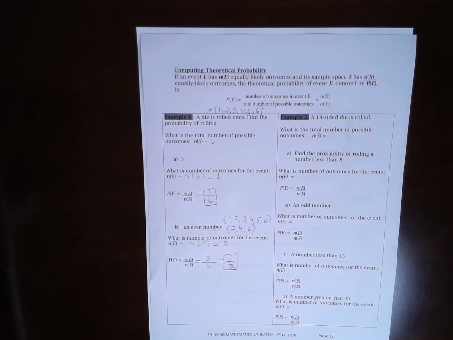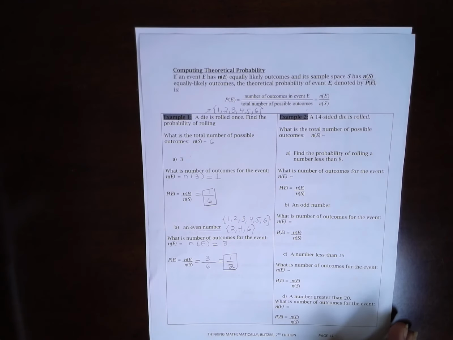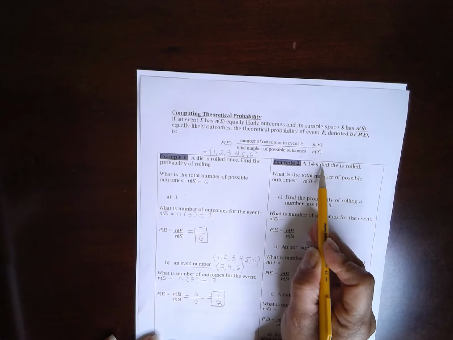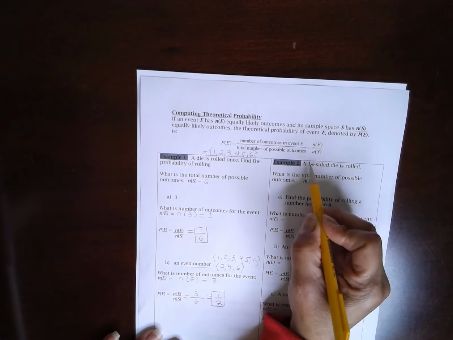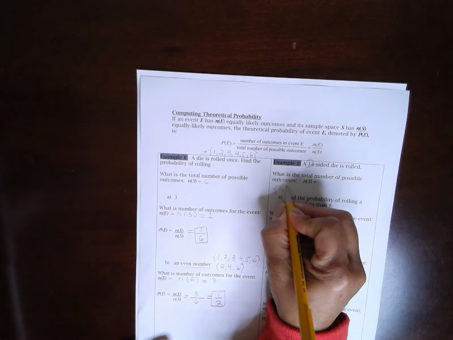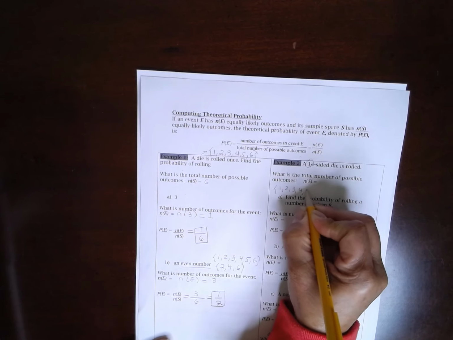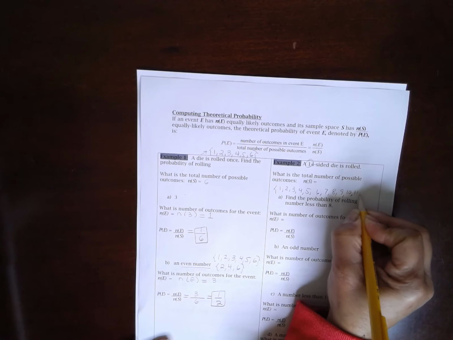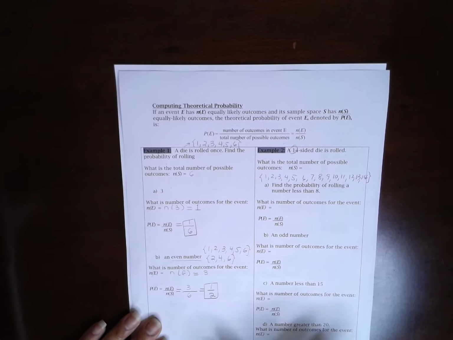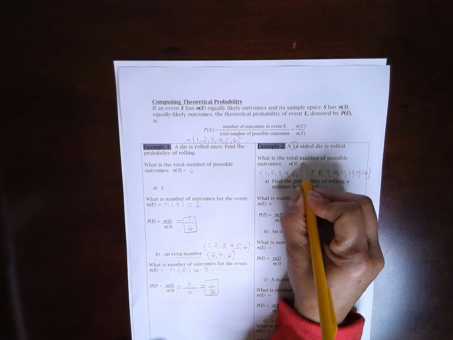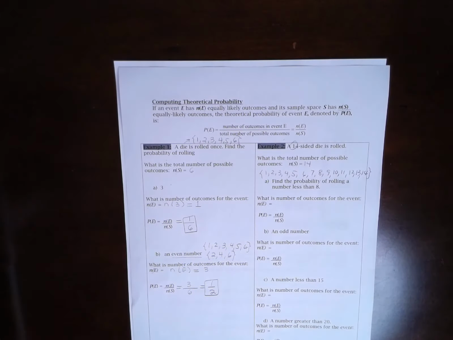So now we're going to work on example number 2. On example number 2, we are working with a 14-sided die being rolled. Here we are telling you how many sides it has. So that means that you can get a 1, a 2, a 3, up through 14. Those are all the possibilities that you have here. So the number in the sample space is 14. That will be your denominator.